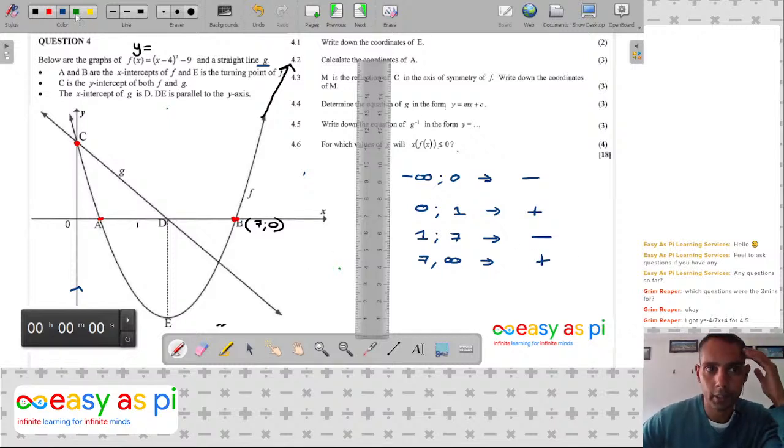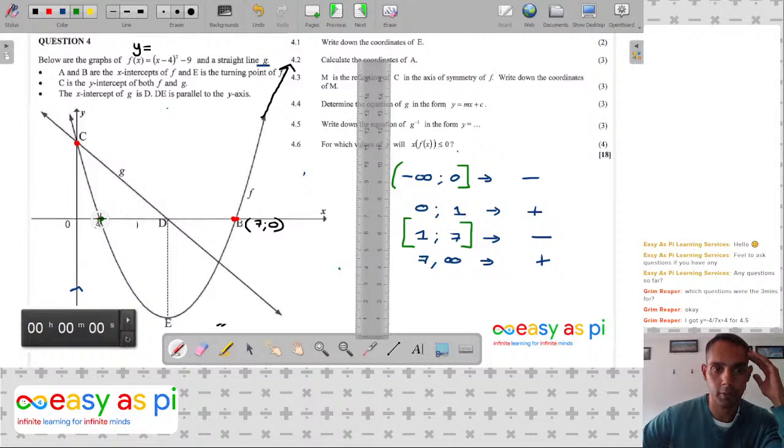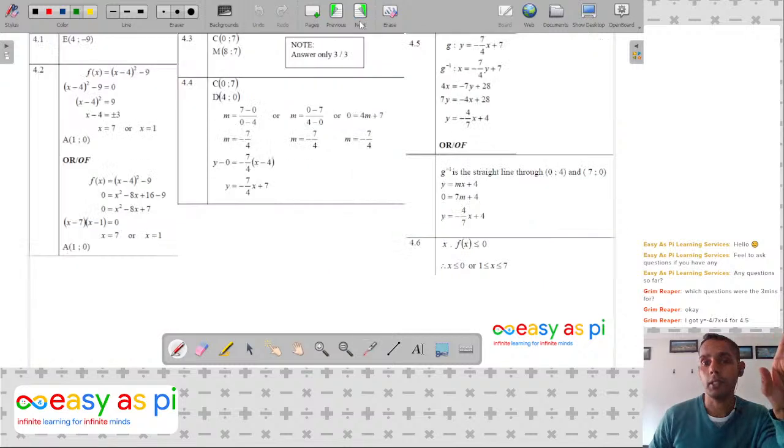Now, if I think about it, if I include this and exclude that, because we can never include negative infinity or positive infinity, okay, and if I include this and include that, those are my solutions, because remember, this is at 0, and they're asking where is it less than or equal to 0, okay? So that's going to be your answer, right?